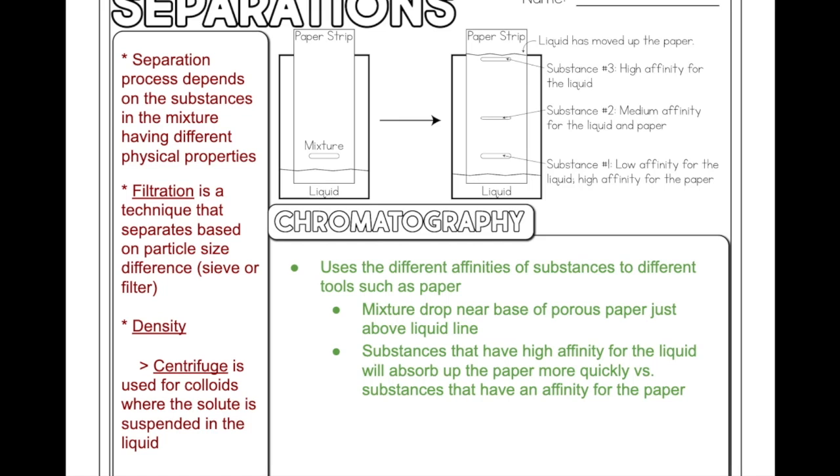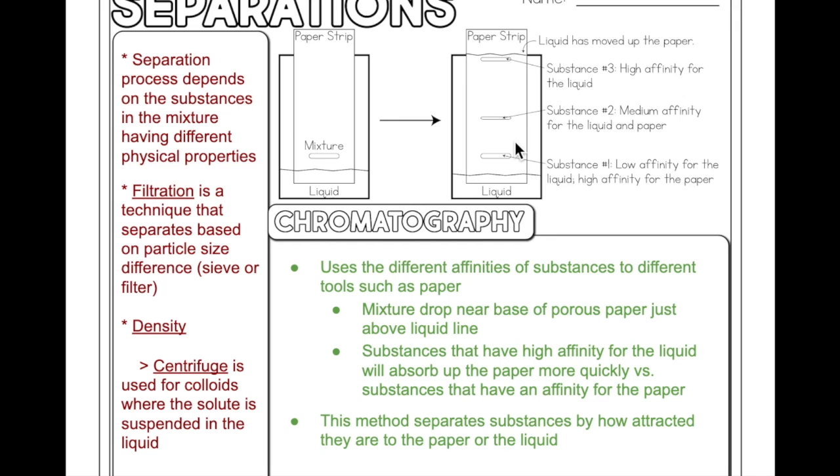Substances that have a higher affinity for the paper, meaning they're more likely to stick to the paper, are not going to move up the paper as quickly, like substance 2 or substance 1. Substance 1 didn't move at all. It wasn't very attracted to the liquid, it was more attracted to the paper. So this method separates substances by how attracted they are to either the paper, or whatever tool you're using, or the liquid being used.